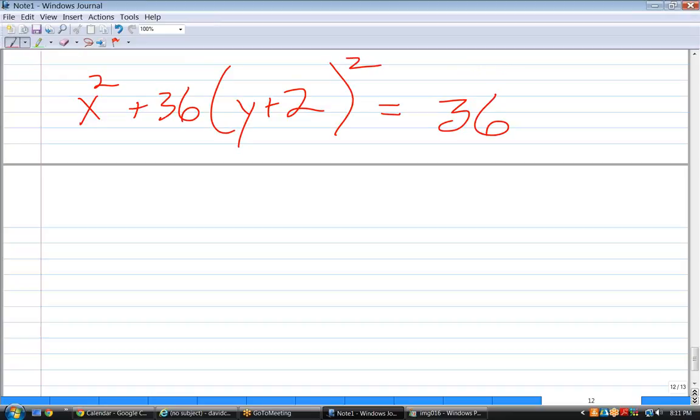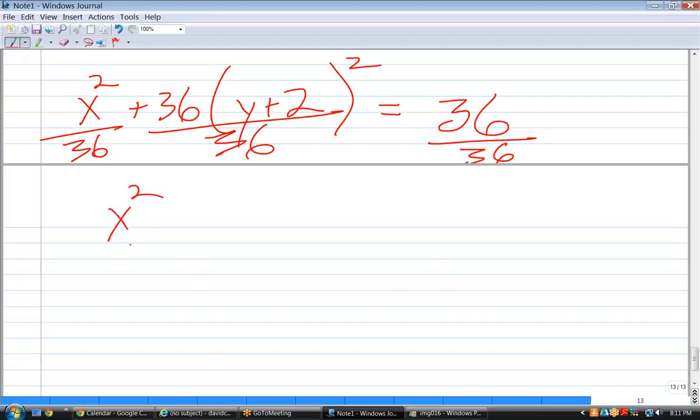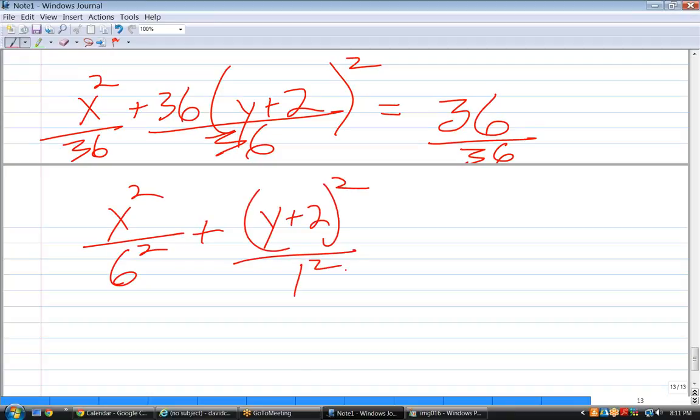Is there a better way to do it? Divide it by 36? Yeah, actually if I was going to subtract something it would have to be 35. But if I divide every term in this equation by 36, I'll have 1 over there. In other words, I'm going to divide that by 36, that by 36, and that by 36. Now notice what I have: x squared over 6 squared plus (y plus 2) quantity squared over 1 squared equals 1.